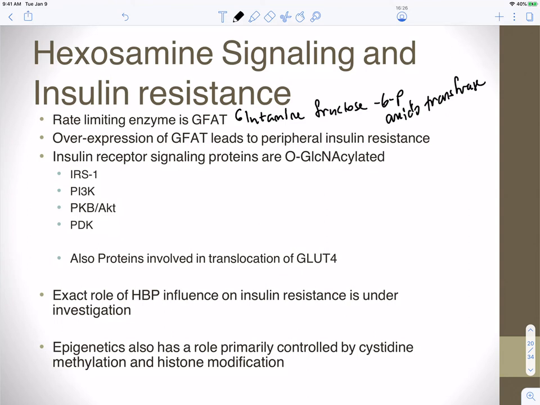You also have your PI3 kinase, phosphatidylinositol 3 kinase, protein kinase B, and your pyruvate dehydrogenase kinase, which are all going to require this glycosylation. And so it's also thought that proteins involved in translocation of those GLUT4 receptors in muscle and adipose tissue also have this N-acetylglucosamine glycosylation. So the exact role of this in insulin resistance is not clear, but it's thought to have a role. And so there's also some linkage to cysteine methylation and histone modification that could have a role in this process as well.